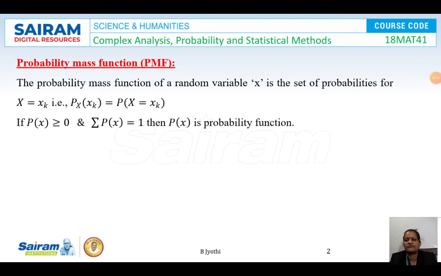Probability mass function. The probability mass function of a random variable x is the set of probabilities for x equal to xk. P_X of xk is P(X = xk). If p of x is greater than or equal to 0 and summation p of x is equal to 1, then p of x is called the probability function.